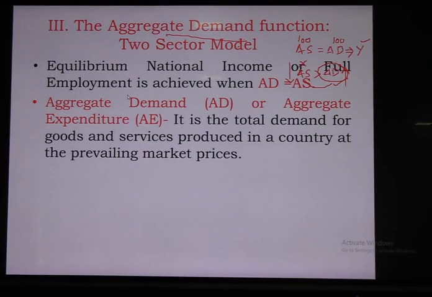As I told you, equilibrium national income or full employment is achieved when aggregate demand is equal to aggregate supply. What is aggregate demand or aggregate expenditure? It is the total demand for goods and services produced in a country at the prevailing market price. Aggregate demand is the total demand, which means you produced 100 units of X, charged 10 rupees, then 100 consumers come to the market and purchase 100 X, paying 10 rupees each, then it is the aggregate demand, the total demand.